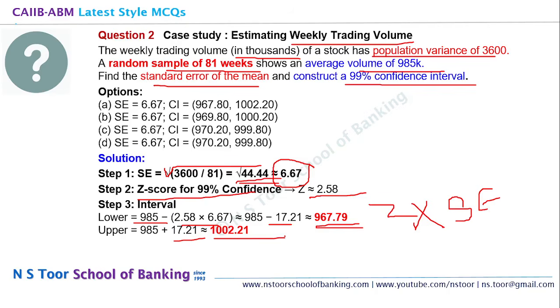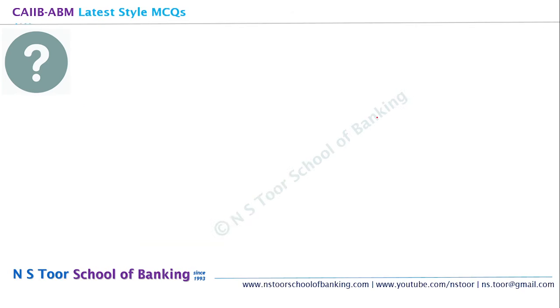1002.21. So in this case, the answer for standard error is 6.67. It is common in all, and lower confidence level at 99% is 967.80 you can take, and 1002.20. So A is the correct answer for our question.